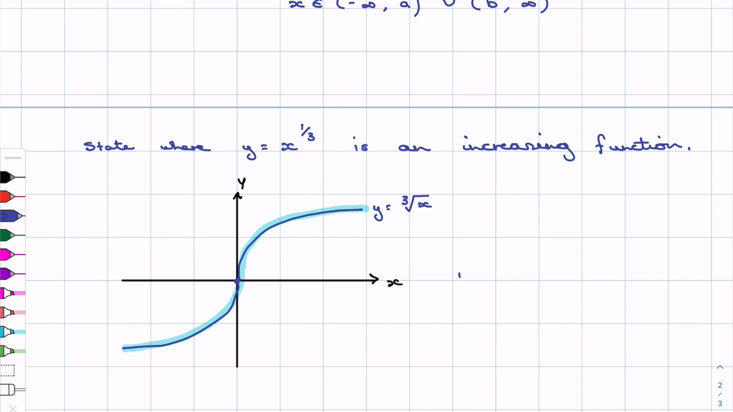So we say increasing function, and we're going to say x belongs to all real numbers.